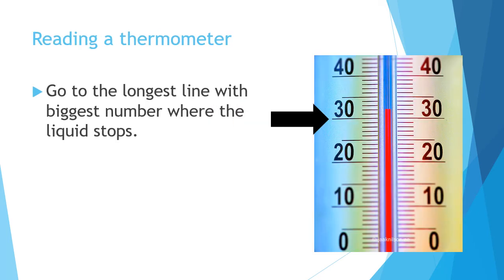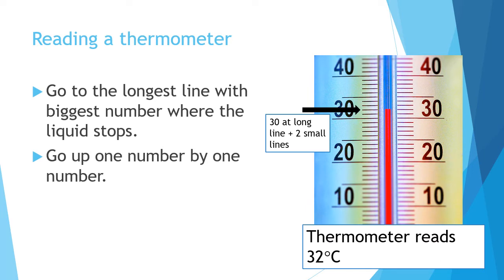So, reading a thermometer. How do we read it? So, you have to go to the longest line with the biggest number where the liquid stops. So, sekiranya dari 0, you go up 10, up 20. Masih juga ada 30. Tapi 40, another red liquid. So, you stop at 30 first.